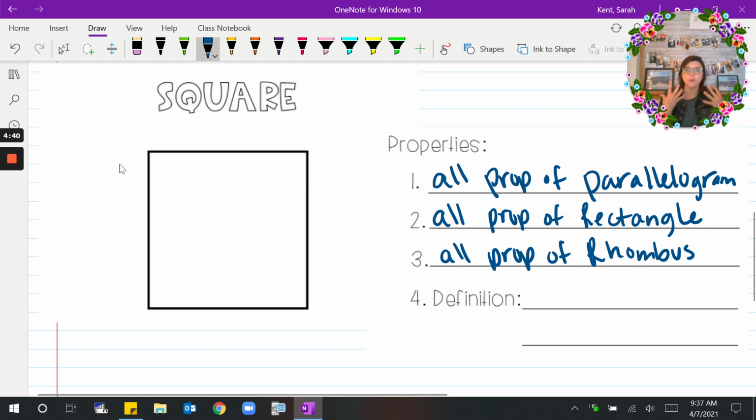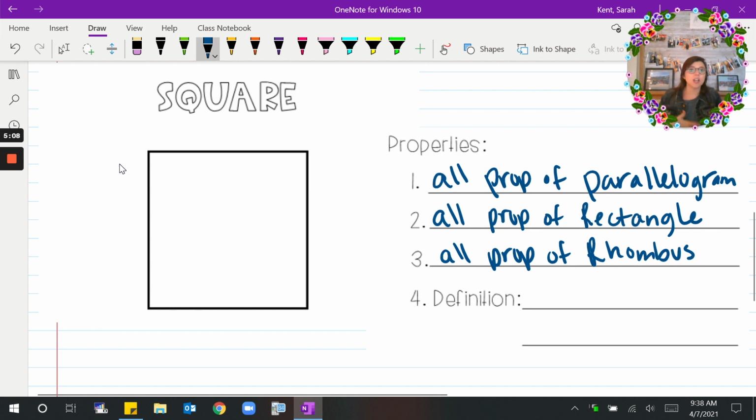So it has all that we talked about with the parallelogram: the diagonals bisecting, same side angles equal 180, opposite angles equal, opposite sides equal, opposite sides are parallel, diagonals are equal, 4 right angles, and 4 equal sides. Diagonals are perpendicular, diagonals bisect the angles. All of that is true.